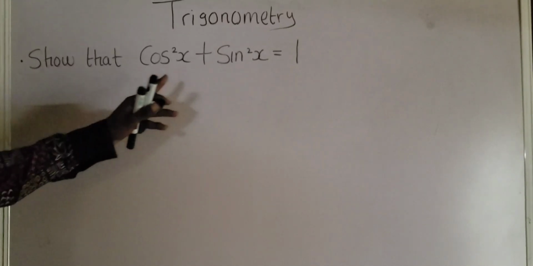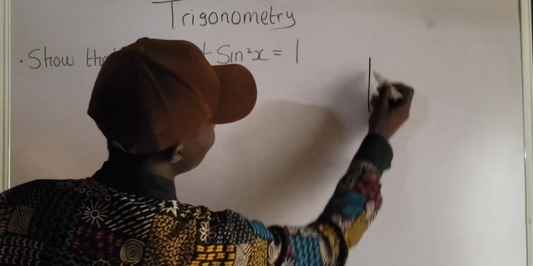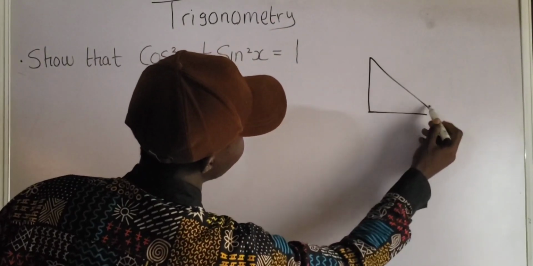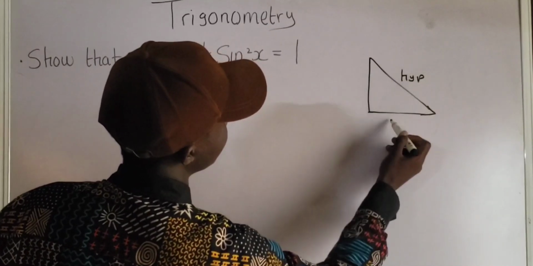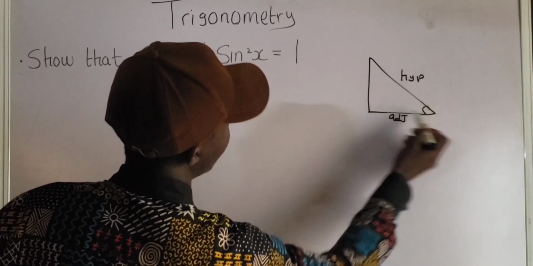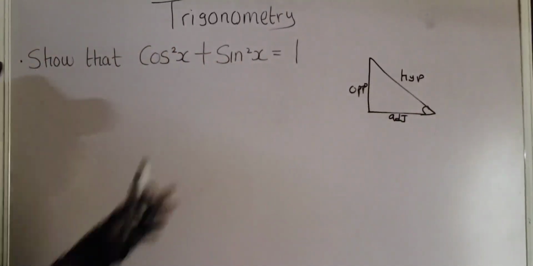Show that cos square x plus sin square x is equal to 1. Let's start our discussion with a right angle triangle. This is the hypotenuse side, this is the adjacent side, and this is the opposite side. Okay, so now look at this.